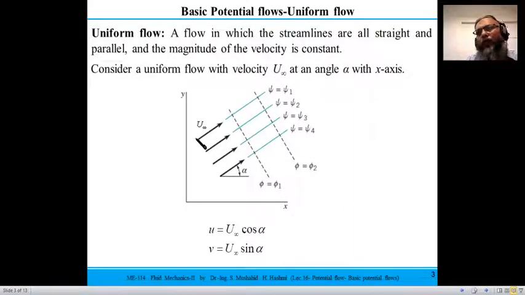If you have to work out the components of the velocity, and u infinity is this vector, then the horizontal component would be u infinity times cos alpha, and the vertical component would be u infinity times sine alpha. In the Cartesian coordinate system in 2 dimensions, this horizontal component is the u component, and the vertical component, in the y direction, is the v component.